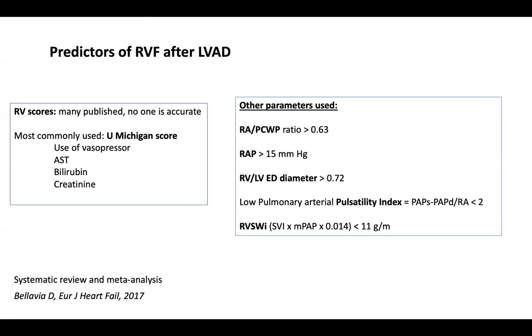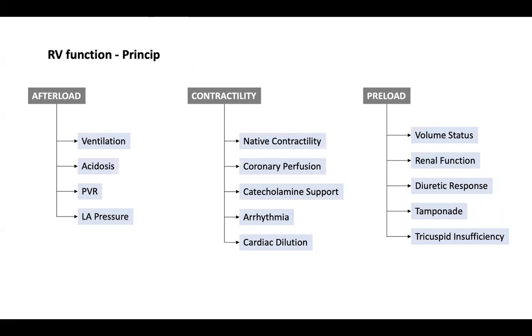And finally, the right ventricular stroke work index, which is the stroke volume index by the mean arterial pressure and a constant. If it's low, lower than 11 gram per meter, or by another formula less than 300, it's bad as well.